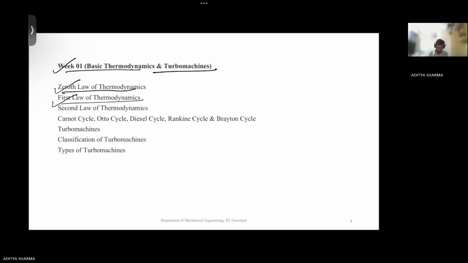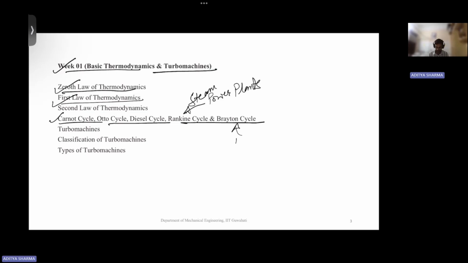Then we saw different cycles. The Carnot cycle has been discussed. The Otto cycle has been discussed. The Diesel cycle has been discussed. The Rankine cycle has been discussed, which is used in our steam power plants. Then the Brayton cycle is for aircraft engines or turbojet engines.